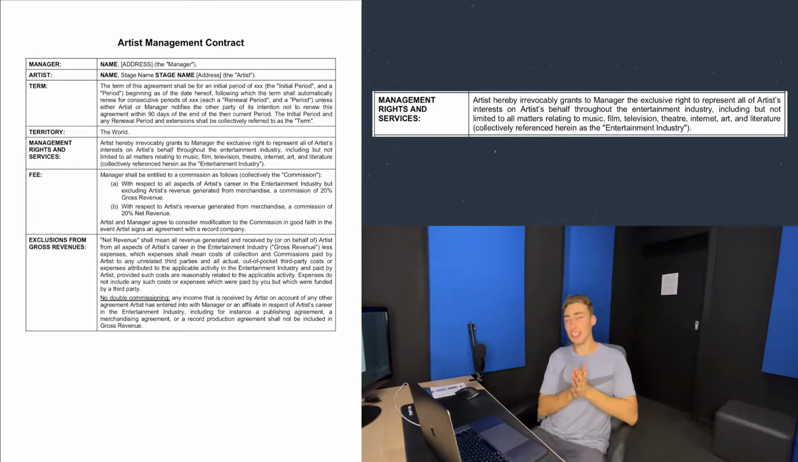The next section is one of the most important sections in the artist management contract.